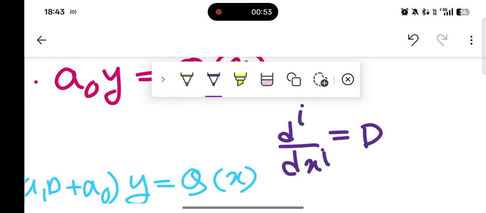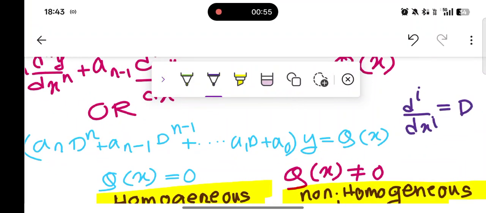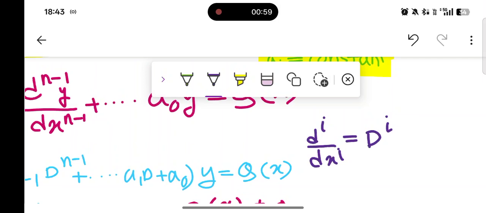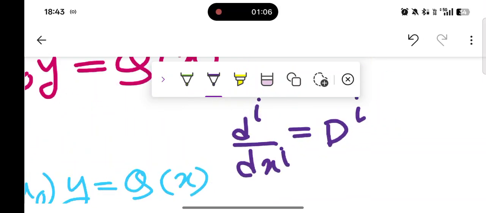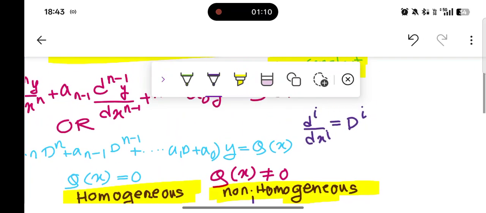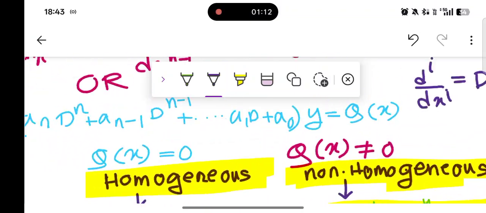So you can understand, right? This is not d actually, this is d to the power I. If I is 1, then this is d. If I is 0, then this is 1, because d to the power 0 is 1. Now in that case, there are two possibilities.